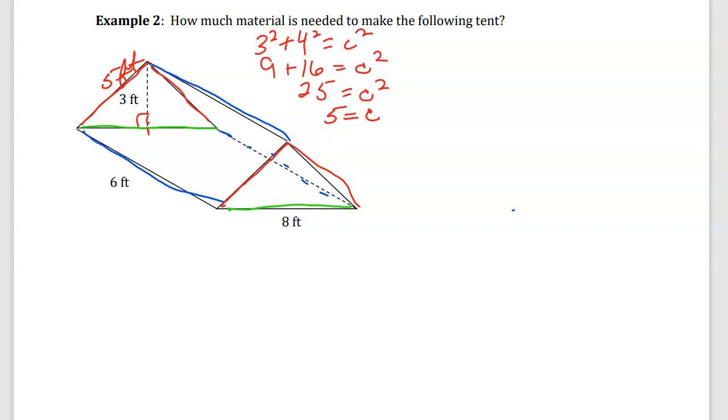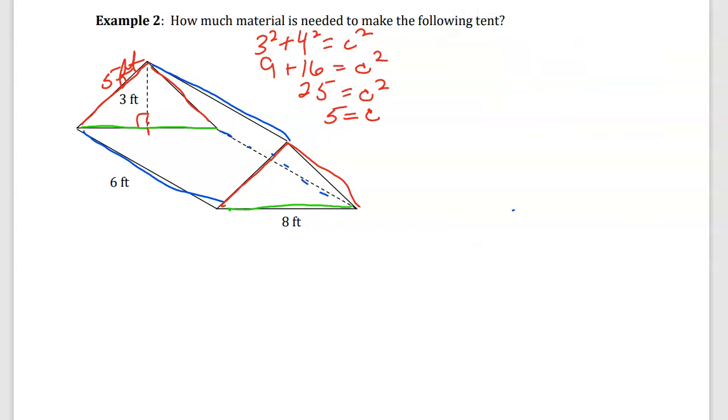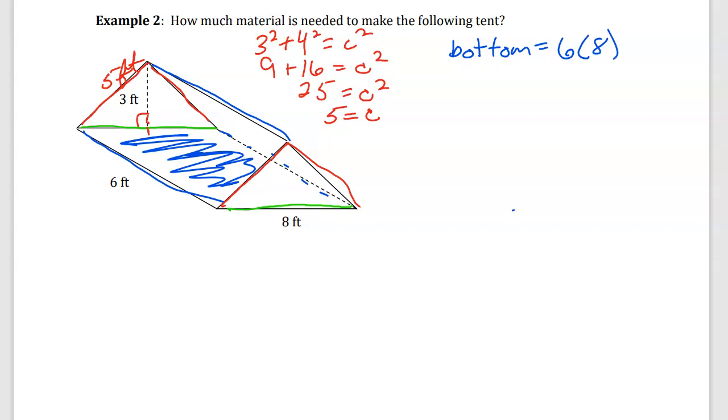Because whenever we see this, we have one piece that's the bottom down here. So we have a bottom that's going to have an area of 6 times 8, which will be 48.